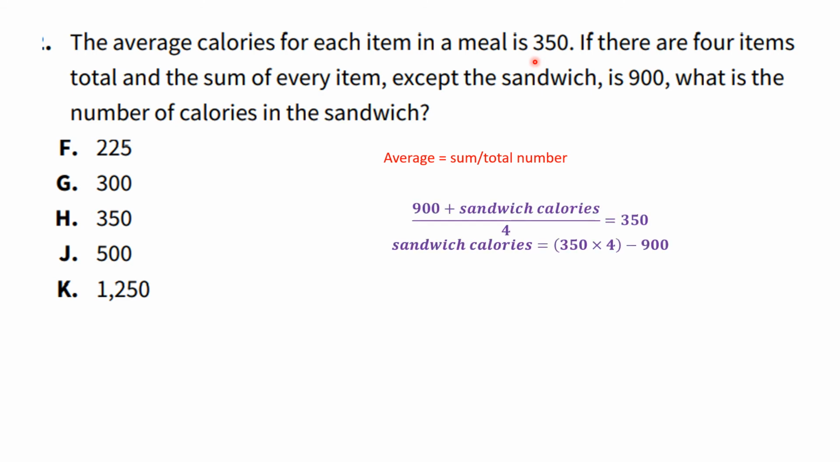350. So now that we know the 3 items are 900 plus the sandwich calories, which I don't know, divided by 4, because they said there are 4 items, should equal the average calories, which is 350. So the sandwich calories is equal to 350 times 4 minus 900. I'm trying to isolate the sandwich calories. So the answer for this question is 500.